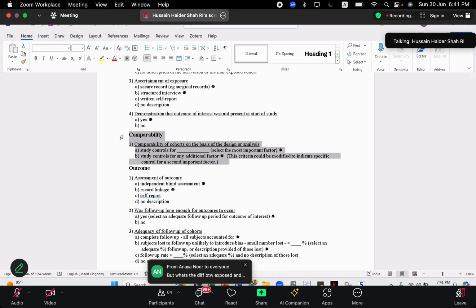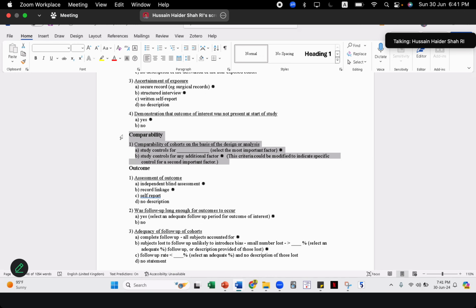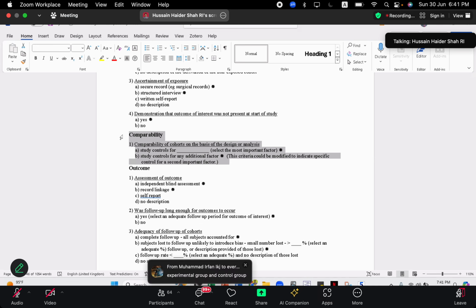By the way, what's the difference between exposed and non-exposed? Exposed is something like intervention and control. In the PICO section, Dr. Shariar might have told you that in the PICO there is intervention and control. So the exposed group is the interventional group and the non-exposed group is the control group. These are interchangeable terms. Shall I move forward now?